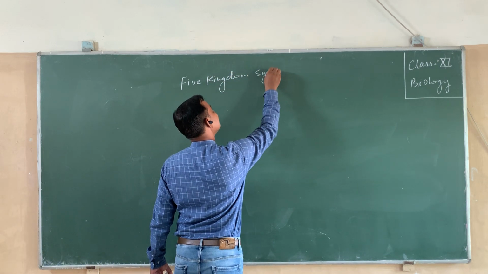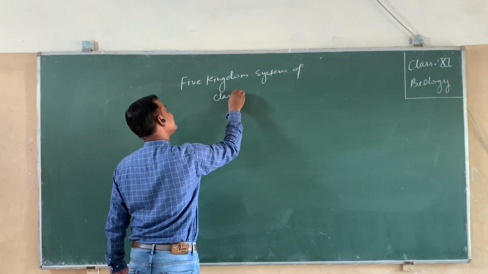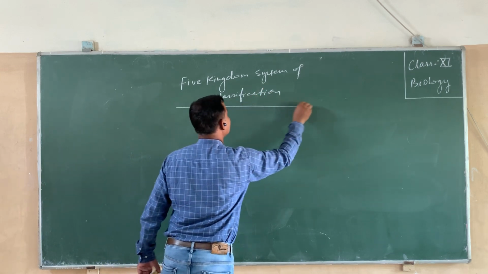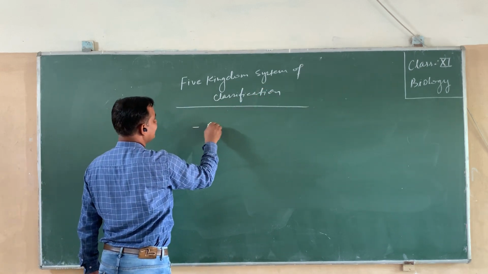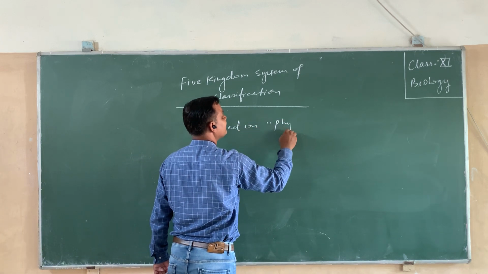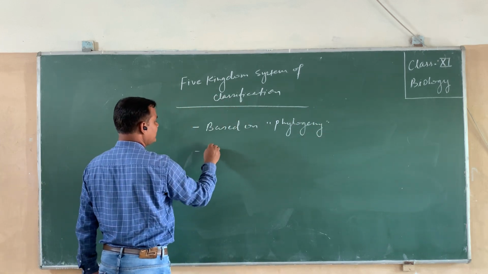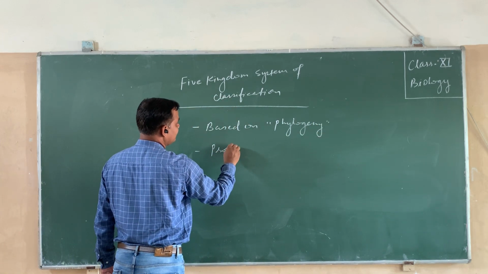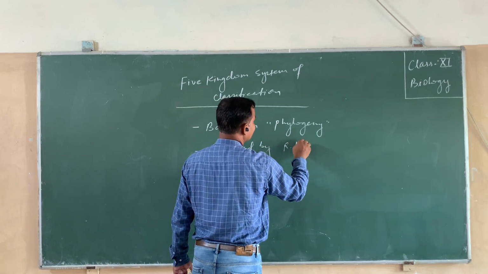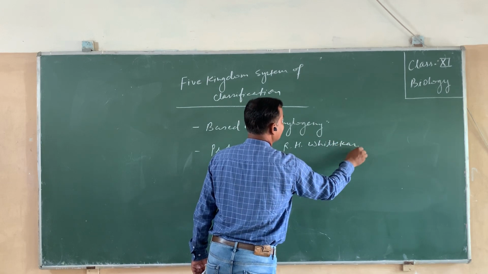Kingdom system of classification. This system is based on phylogeny. Second point, proposed by R.H. Whittaker, the scientist.